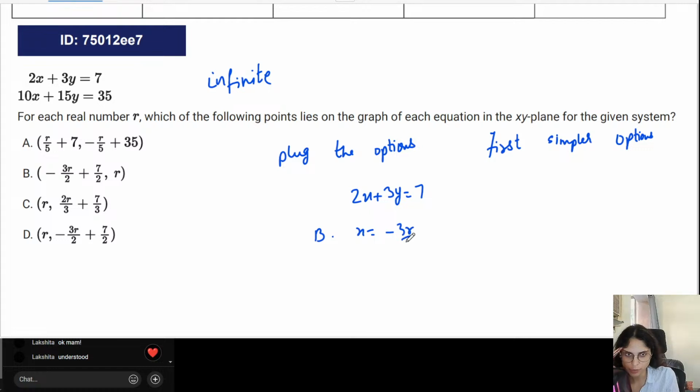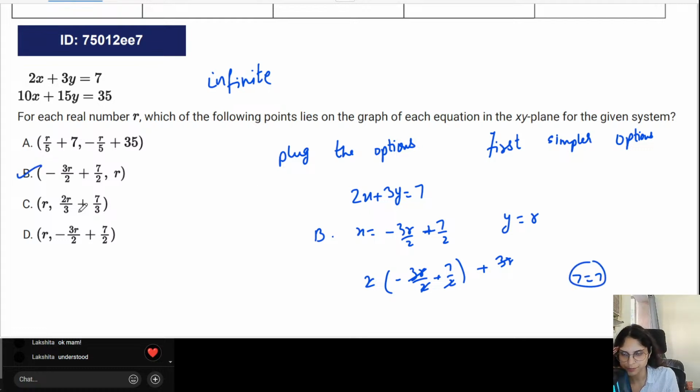X is negative 3R over 2 plus 7. And this makes sense because in X you will be dividing with 2 because you want to cancel this 2. And Y is R. So 2 times negative 3R over 2 plus 7 halves plus 3R. 2 cancels, negative 3R plus 7. You're getting 7 and that should be equal to 7. So this is your answer. Okay? That is how you do it. I think they're done. No, there are 2 more questions.